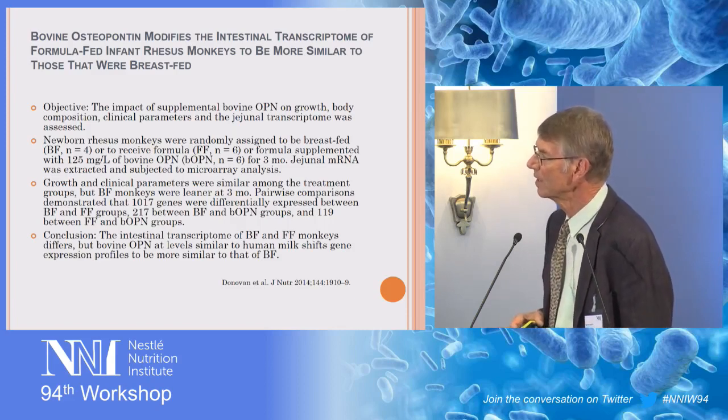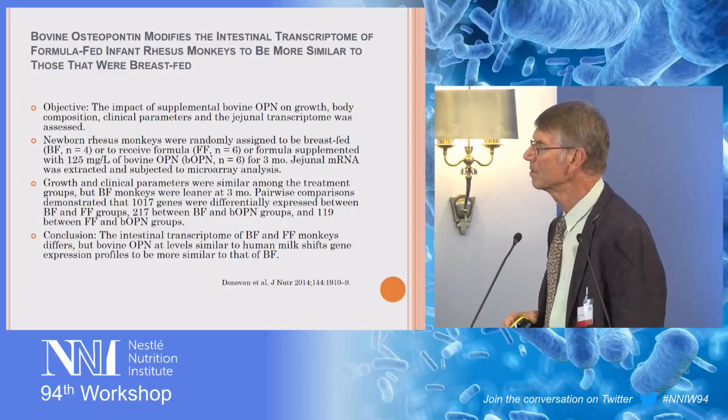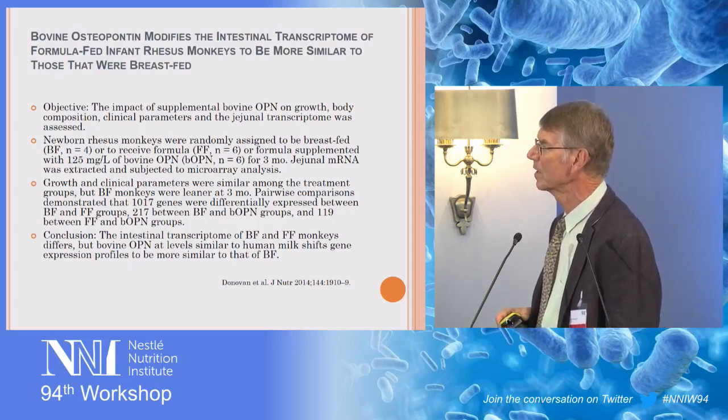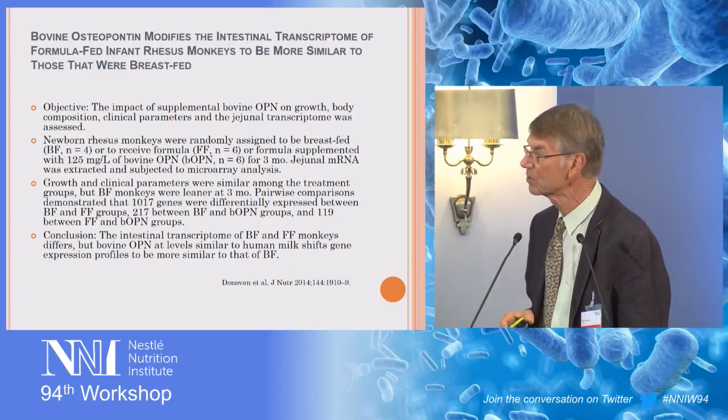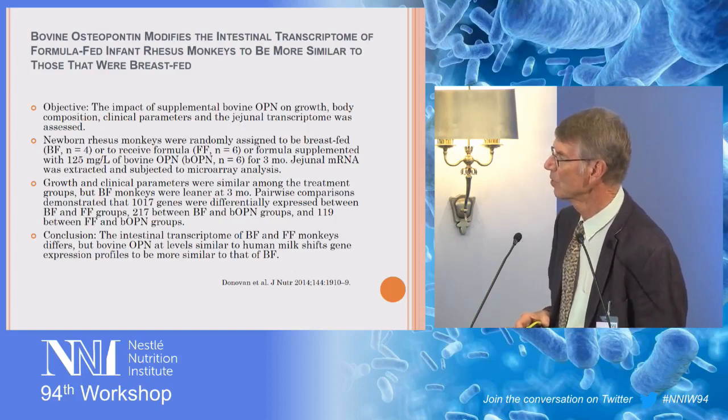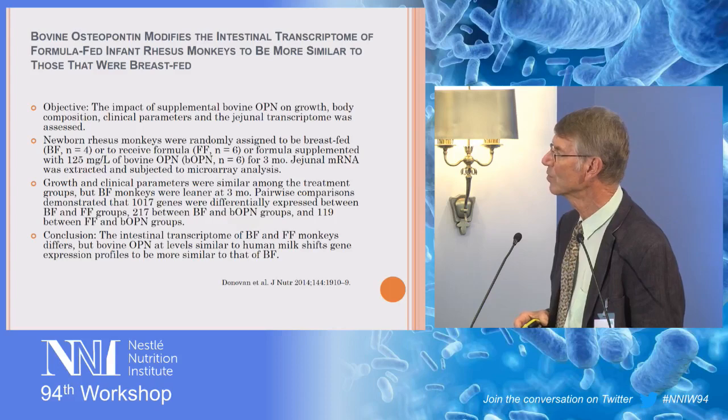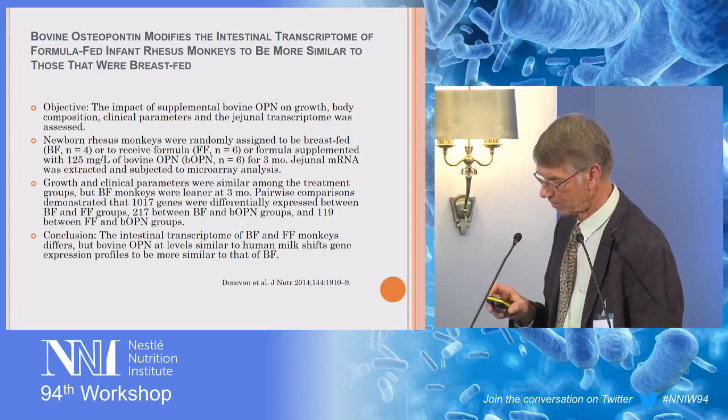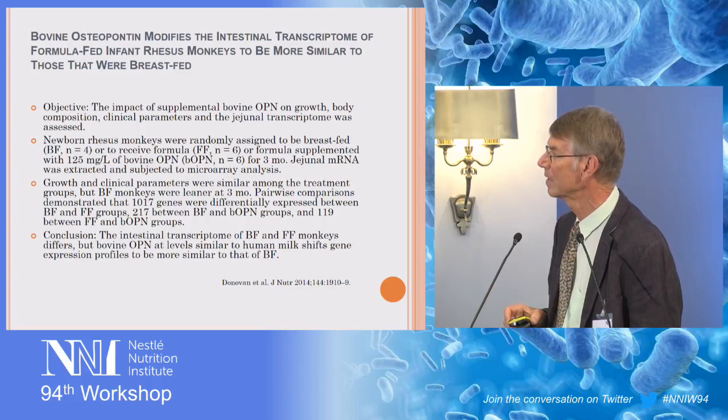So this was a limited number of monkeys. As you can see, there were 4 breastfed ones, and then we had 6 each given formula without osteopontin and with osteopontin at roughly the same concentration as you have in breast milk. And in this case, which we unfortunately cannot do in our studies on term infants, we got the jejunal messenger RNA, so we could do transcriptomics on the intestinal samples.